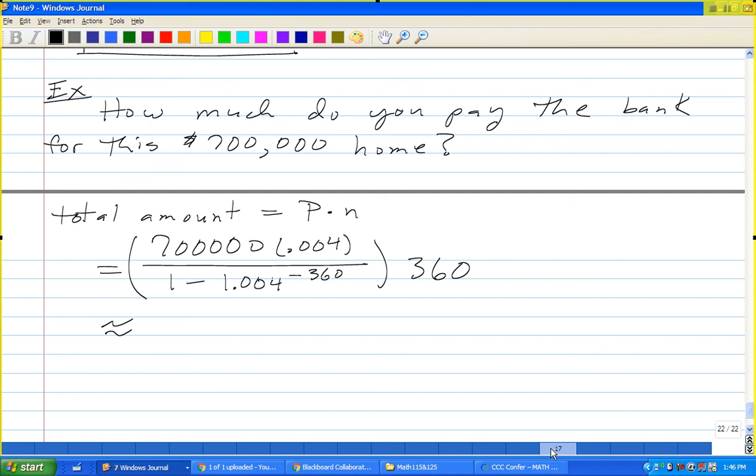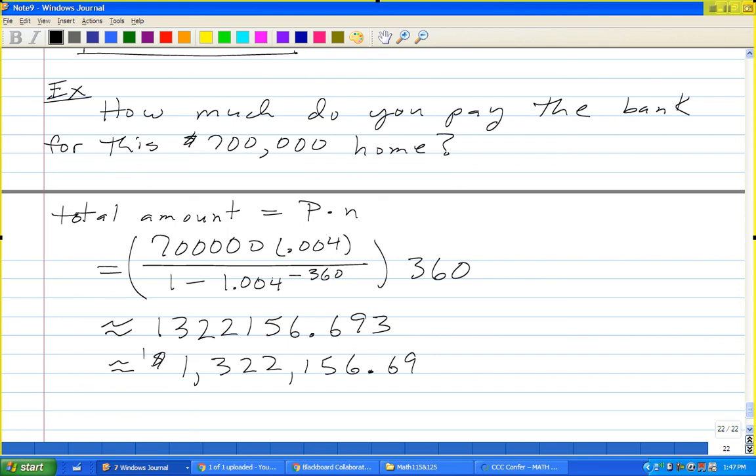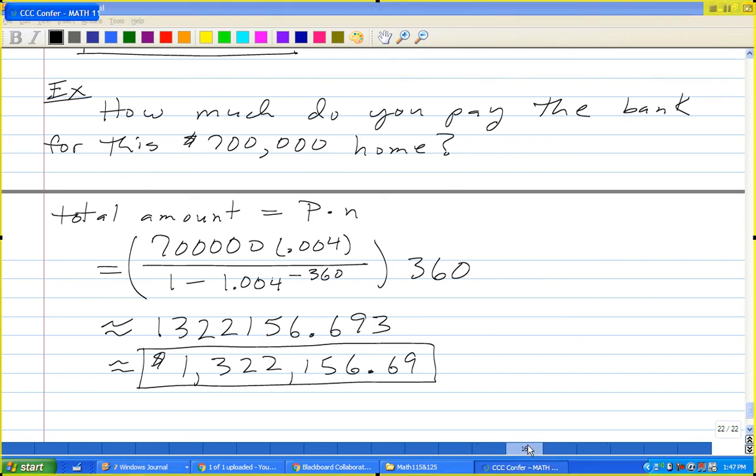Let's see how much you actually pay. So 700,000 times 0.004 times 360 divided by 1 minus 1.004 to the power negative 360 is, and this is for a very low interest rate, 1,322,156.69. So you pay about $1.3 million.